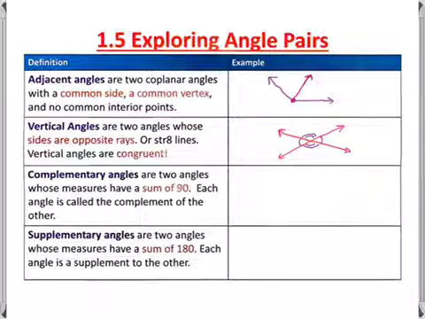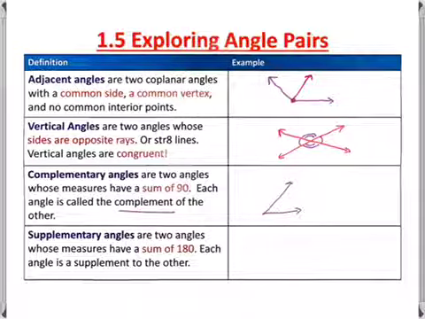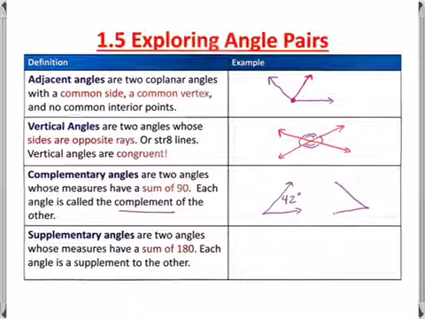Complementary angles are any two angles who, when added together, have a sum of 90 degrees. Each angle is called the complement of the other. So if we have an angle here, let's say this is 42 degrees, then our other angle has to be 48 degrees. Complementary angles don't necessarily have to be adjacent. They can be separated, but they could also be adjacent as well.